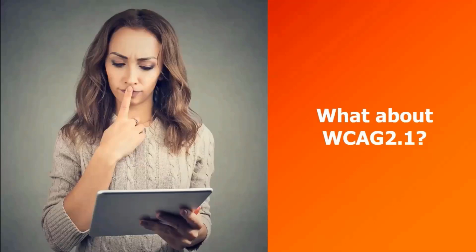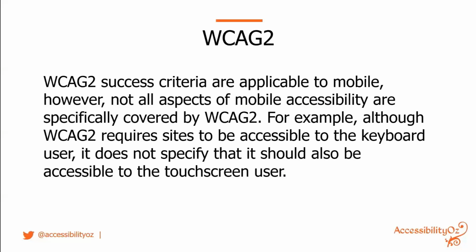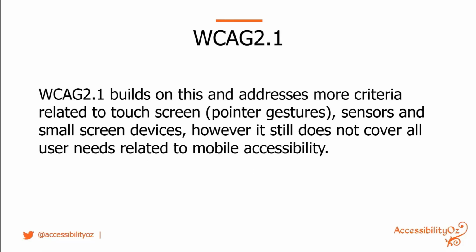So we need to kind of take a step back and talk about why WCAG 2 isn't enough for mobile. So WCAG 2 success criteria are applicable to mobile. However, not all aspects of mobile accessibility are specifically covered by WCAG 2. For example, although WCAG 2 requires sites to be accessible to the keyboard user, it does not specify that it should also be accessible to the touchscreen user. Now, WCAG 2.1 does build on this and addresses more criteria related to touchscreens, such as pointer gestures and sensors, but it still doesn't cover all the user needs related to mobile accessibility.